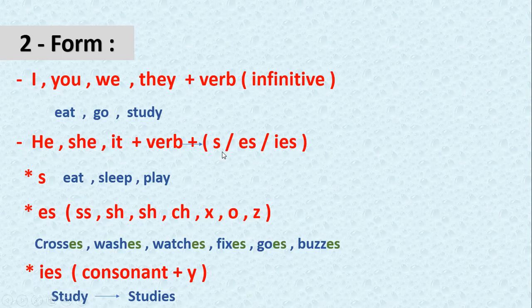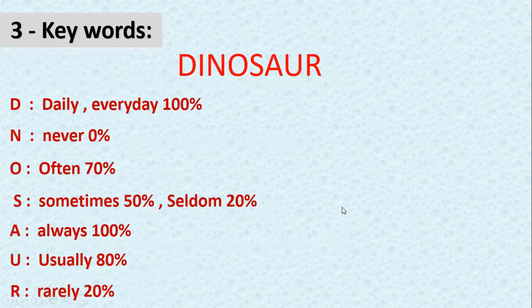But with he, she, or it, we add s, es, or ies. Es with these endings, ies when we have y and before y a consonant, and s with anything else. Like for example, a verb that ends with d, t, like eat, with p, or with y but before y a vowel, or anything else, we add s. So now we know when we use this tense and how we can form a sentence in this tense with any personal pronoun. Okay. Now let's move to the keywords.